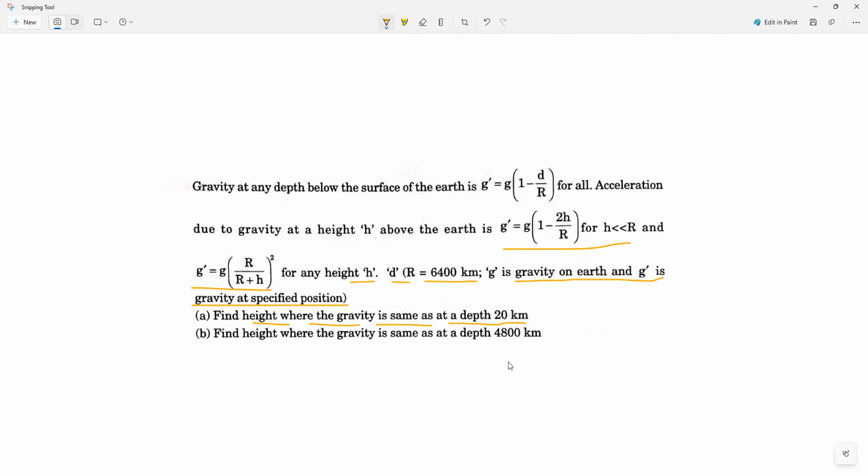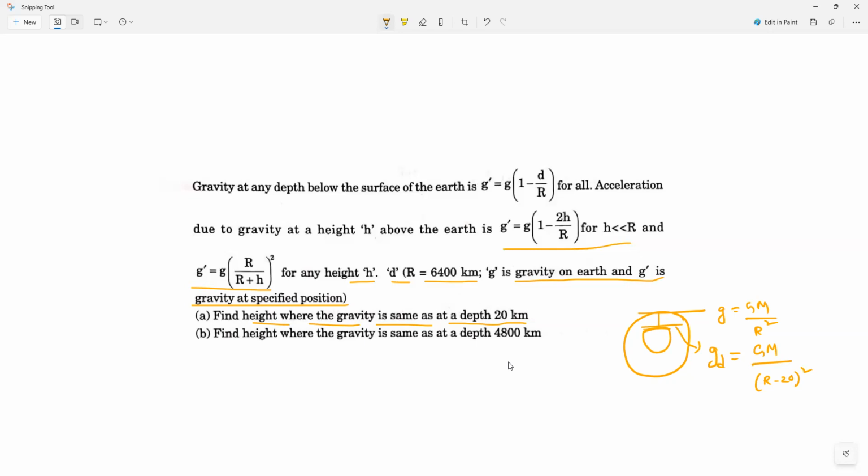Yes, Mari. See, the question is very logical. They are asking, at the surface, what is the G value? G is equal to GM divided by R squared. Correct? Now I went 20 kilometers down. What is the G value here? GD is equal to GM divided by (R minus 20) whole squared. Am I right? Yes, sir.